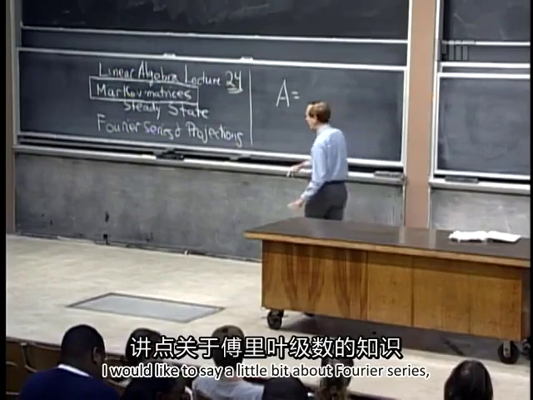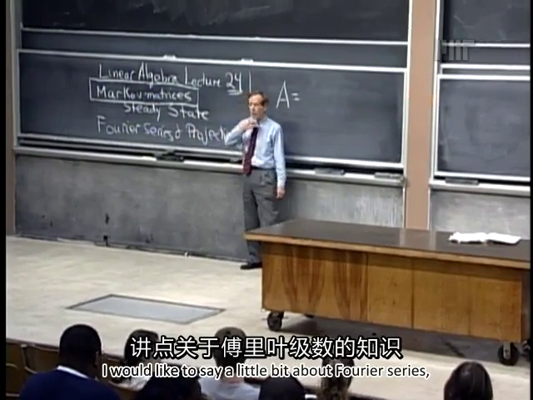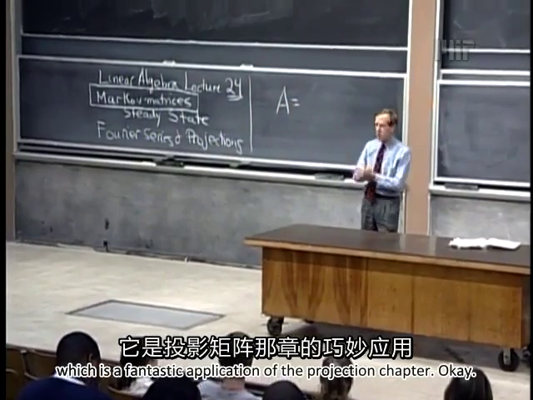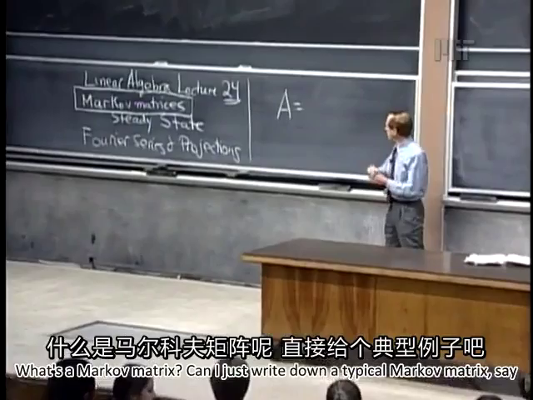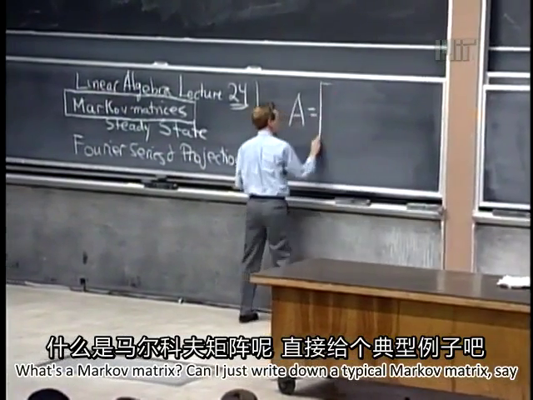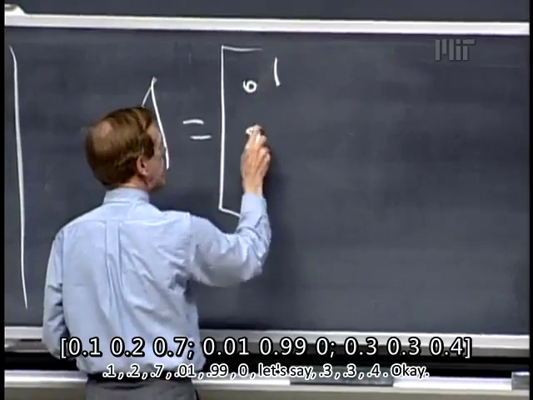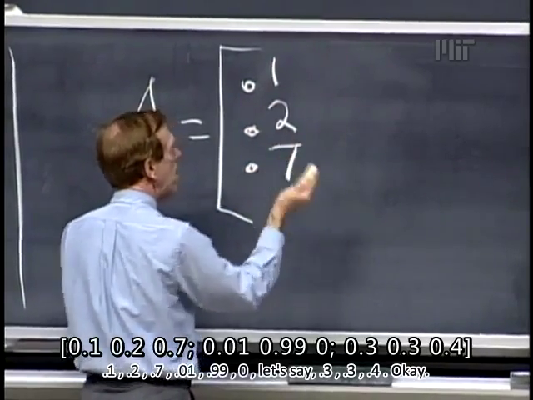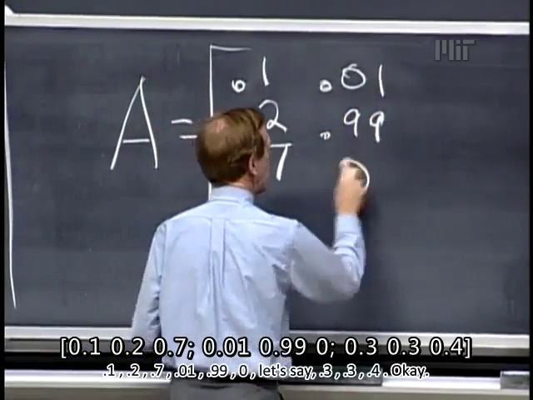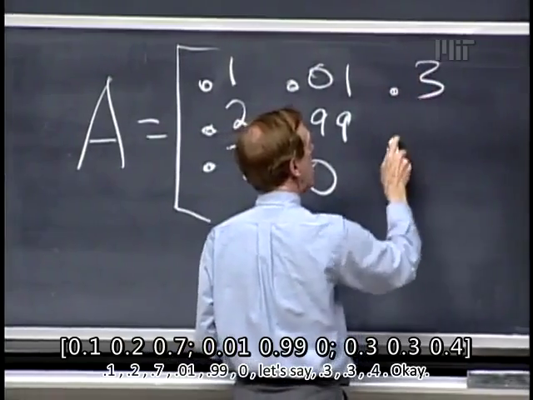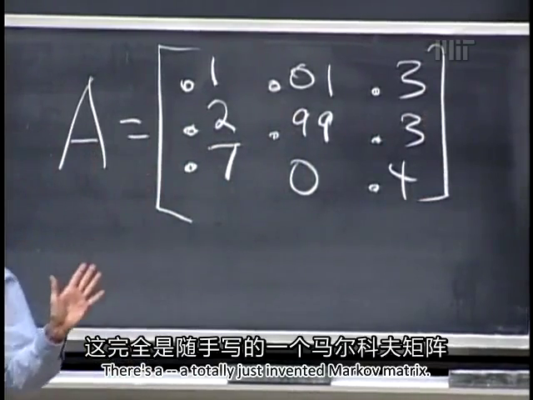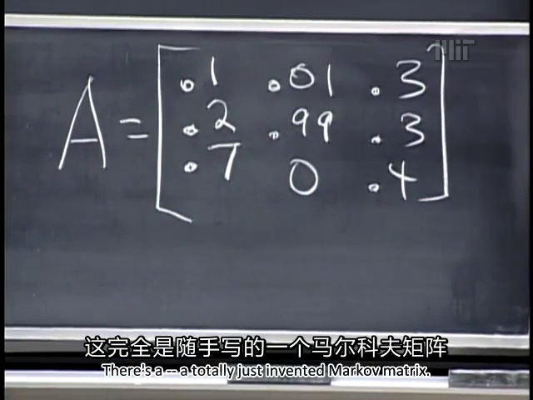And then if I have time, I would like to say a little bit about Fourier series, which is a fantastic application of the projection chapter. Okay, what's a Markov matrix? Can I just write down a typical Markov matrix, say 0.1, 0.2, 0.7, 0.01, 0.99, 0, let's say, 0.3, 0.3, 0.4. Okay, there's a totally just invented Markov matrix.